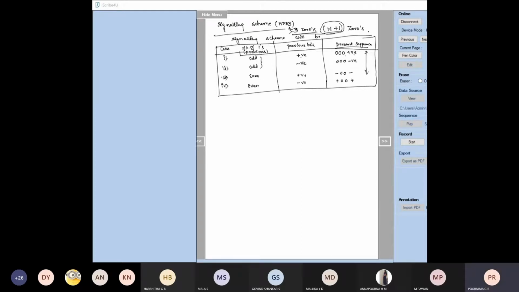Now, what are the advantages of HDB3 over conventional AMI? Can you tell me? I have already explained. What are the advantages of going for HDB3 coding? Students, I need the last 10 minutes for your MCQ.